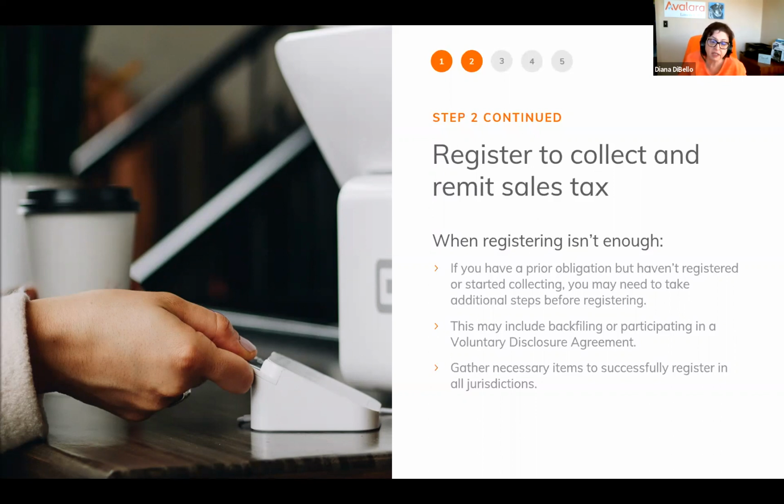If you just start filing the taxes and you really haven't changed your business model, or it's not just an economic presence, and you get audited, the states can go back quite a bit.